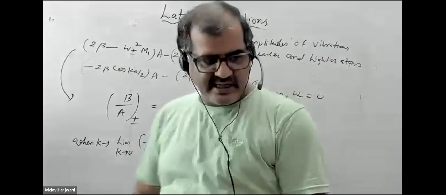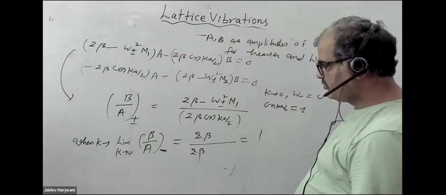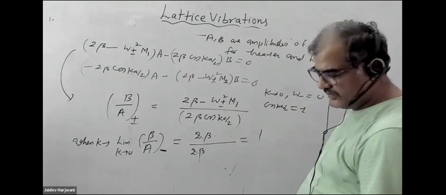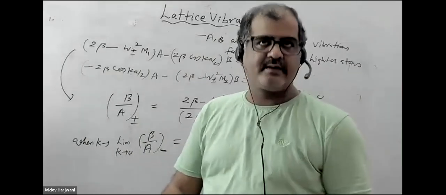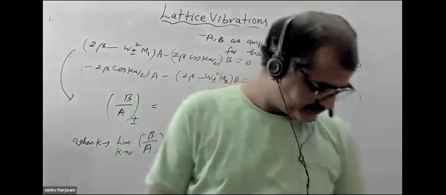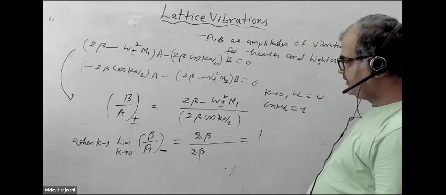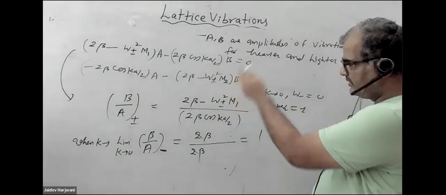Okay, so b by a equals 1. That means in the acoustic branch, the amplitude... Why didn't you use 1 minus k by 2? Do it, try it and see, that's fine, try that too. So then you can write the same thing here also.